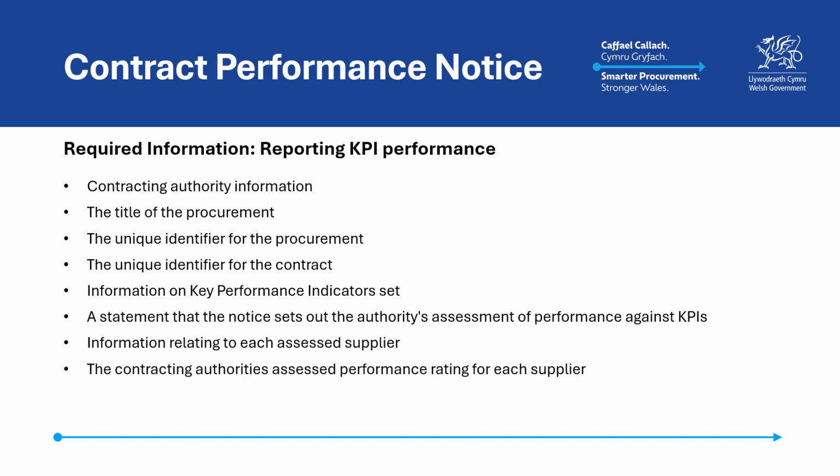The contracting authority must also publish its assessment of supplier performance against the indicators in accordance with the ratings set out in paragraph 5 of Regulation 40. These ratings are good, approaching target, requires improvement, inadequate, or other. The contracting authority will also need to provide information on the time period to which the assessment applies.